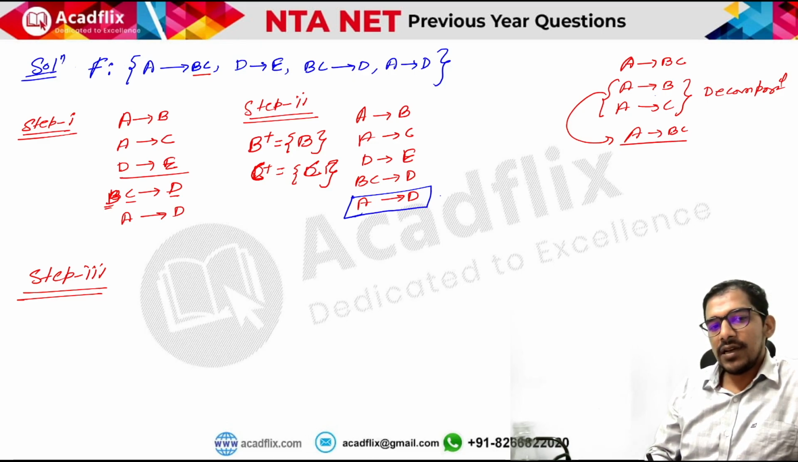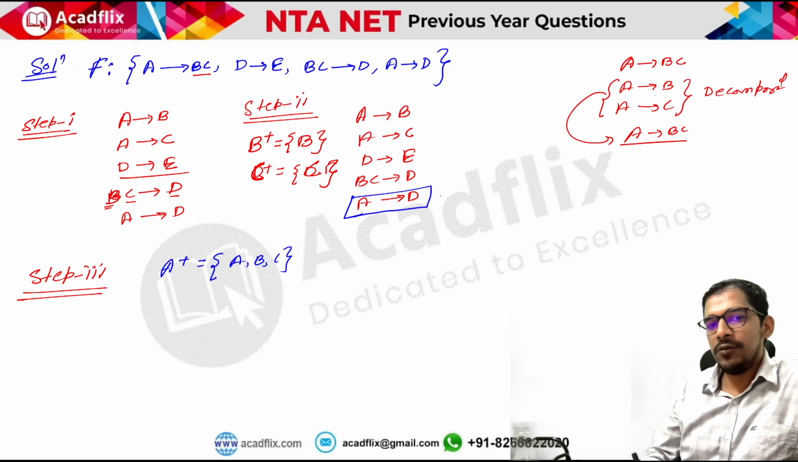So if you see the closure of A, from A you can determine A, you can determine B, and you can determine C. Okay, so from A you can determine ABC. We do not need to consider this because we are trying to remove this, we will not consider this one. So from A we can determine ABC. That means D is not coming in the closure of A, that means this cannot be removed, right?